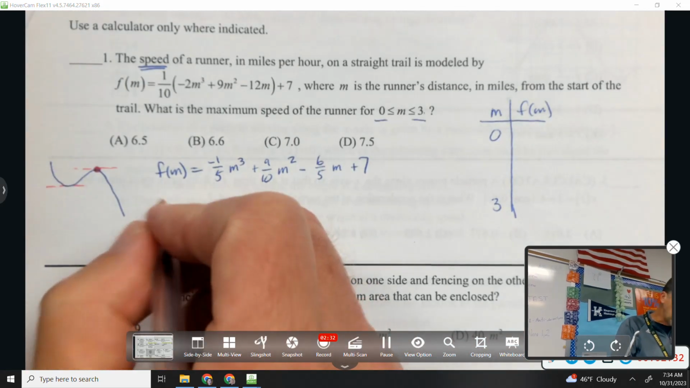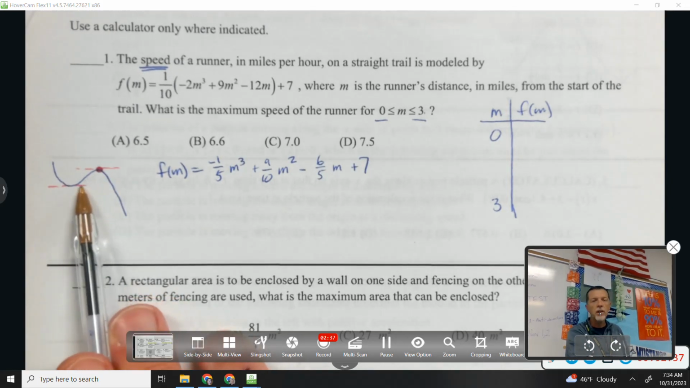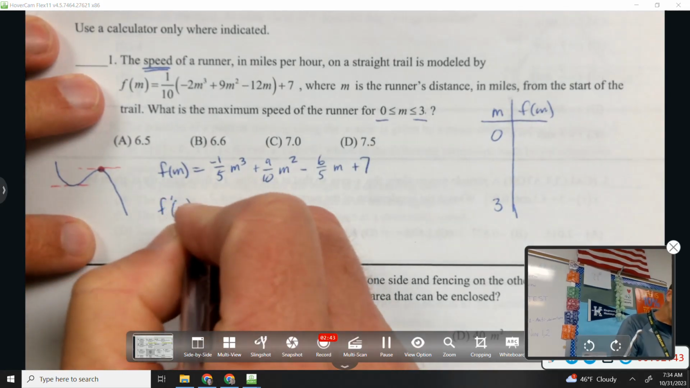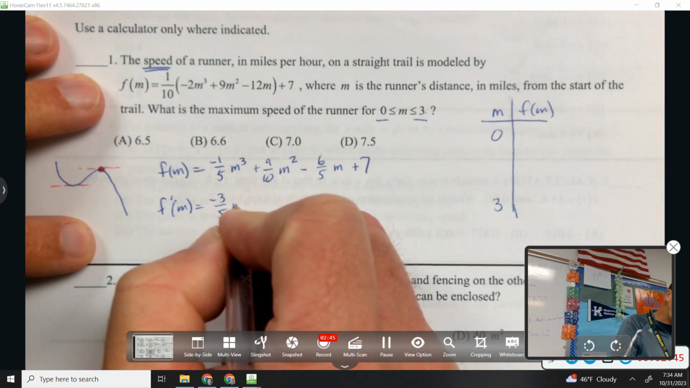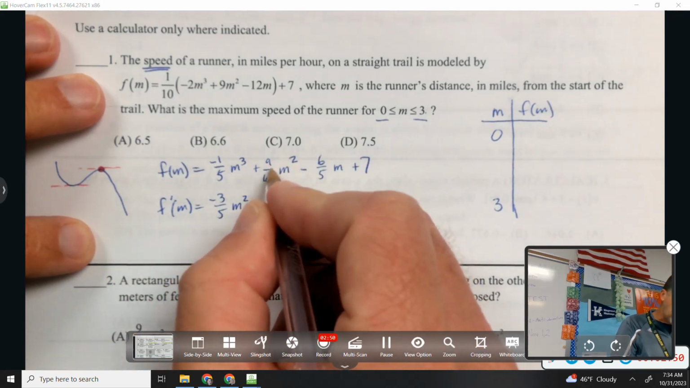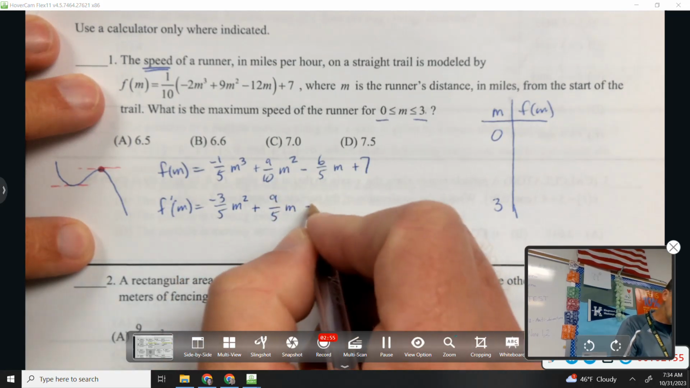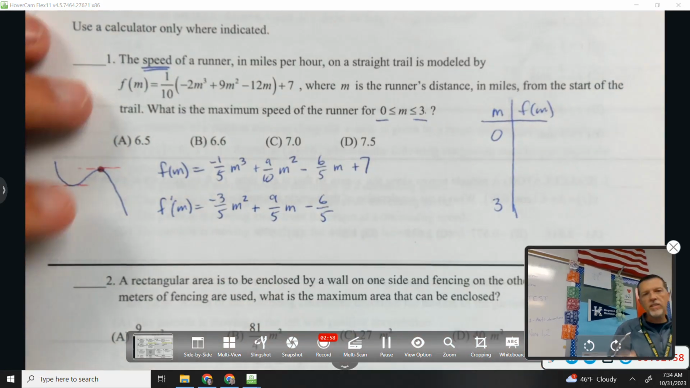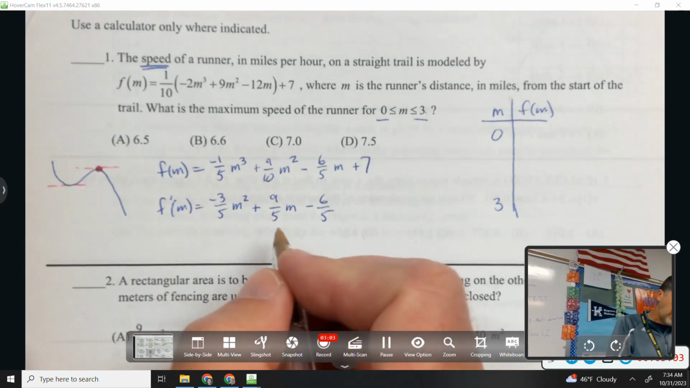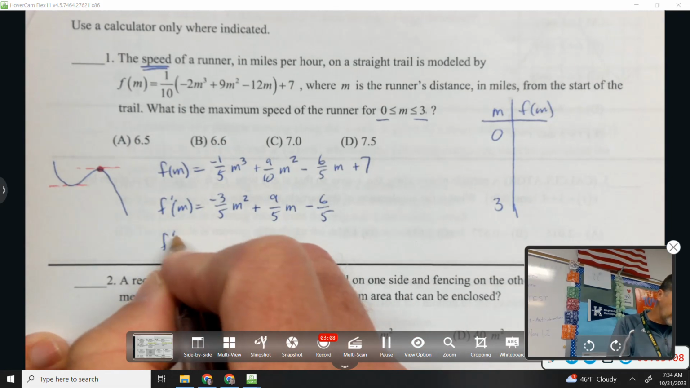So we take a derivative because we want to find where those horizontal tangent lines are, where those critical points are, where the possible maximums and minimums are. So negative 3/5 m squared plus 18/10 or 9/5 m minus 6/5, and then the 7 goes away. I don't know if that factors or not. I hope it does because I don't have a calculator on this.